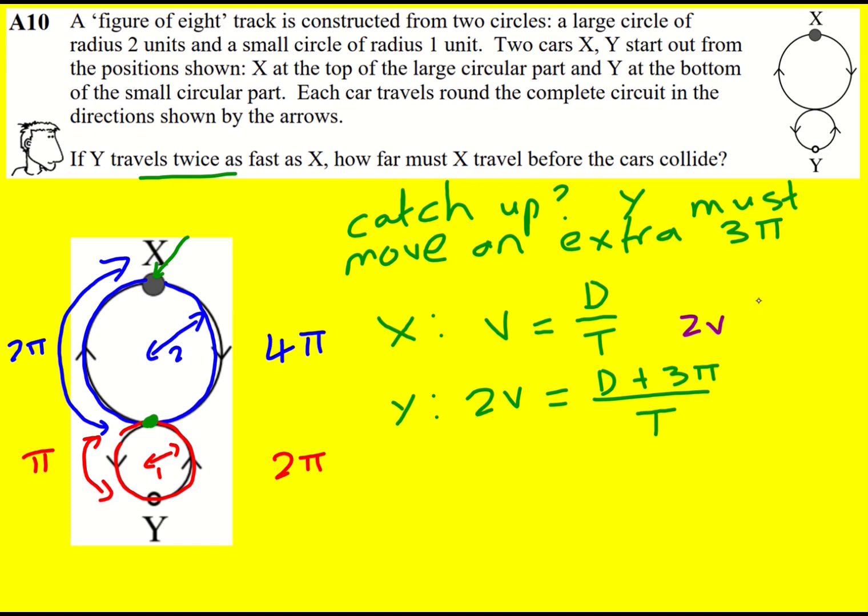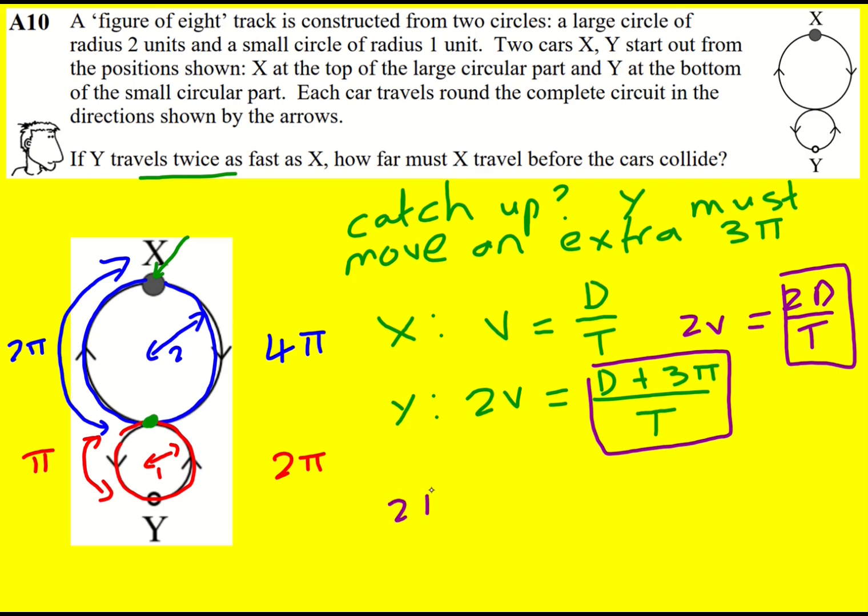I can multiply this one by 2, so 2v is going to equal 2d divided by t. I only need to times the top by 2. If I times the bottom as well, then I wouldn't change the fraction. And then I can equate this and this. So 2d divided by t is equal to d plus 3 pi over t. In fact, I can just cancel the t's out, minus the d from both sides, so d equals 3 pi.